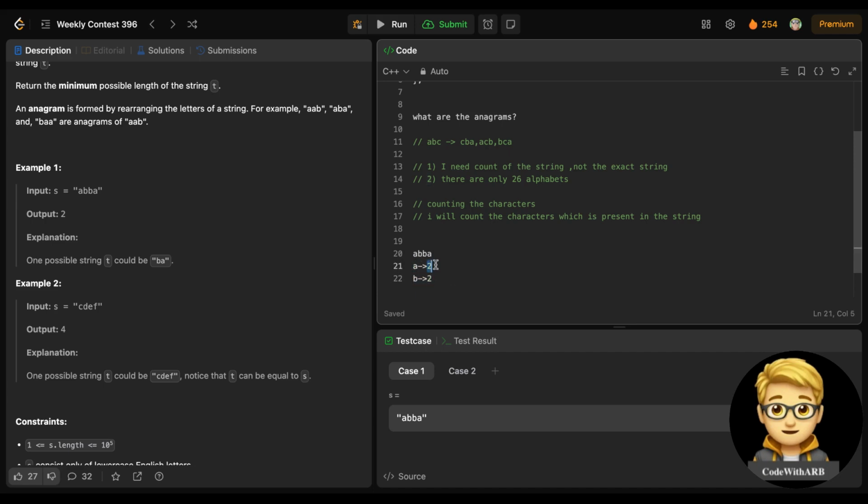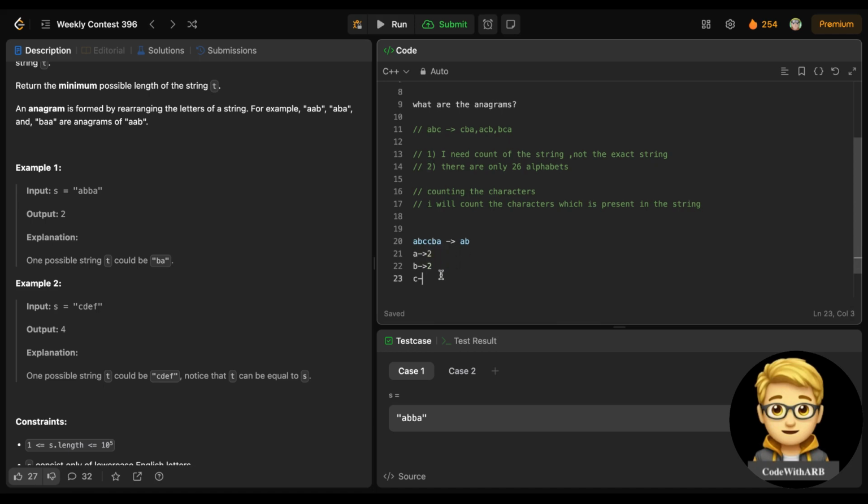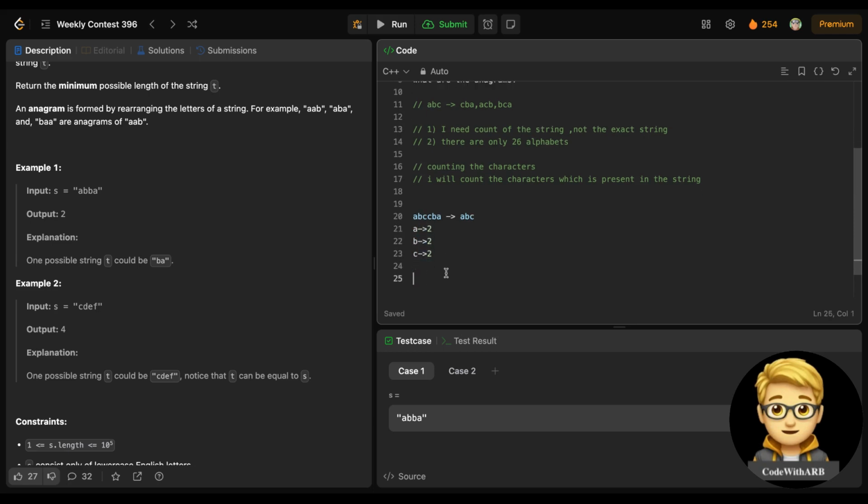So what should be the minimum number of characters present for A? That can be only A, that is one. For B it can be B. Suppose CBA is also given. Then for C this is also true, and ABC can be the anagram. So if you see here, we count all the characters present in the string and find the GCD of all the counts. So the GCD here is equal to 2.